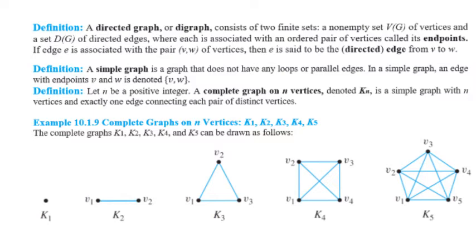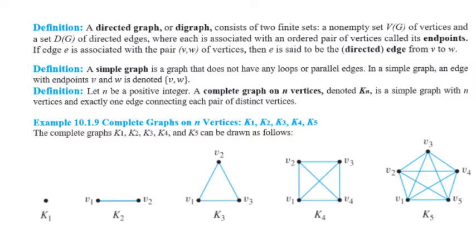Why? Because in a complete graph, there is exactly one edge connecting each pair of distinct vertices. The question is, how many different pairs of distinct vertices do we have in a graph with n vertices? The answer is n choose 2, or n times n minus 1 divided by 2.